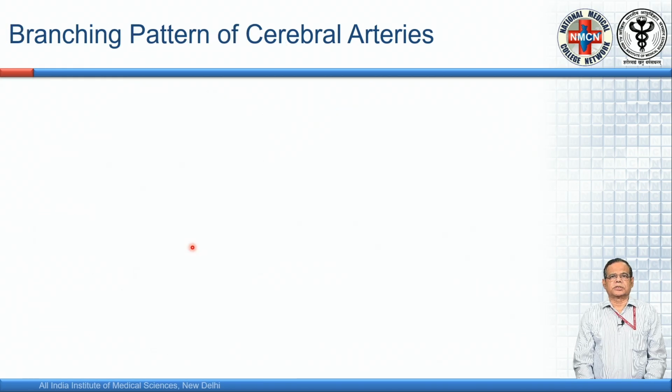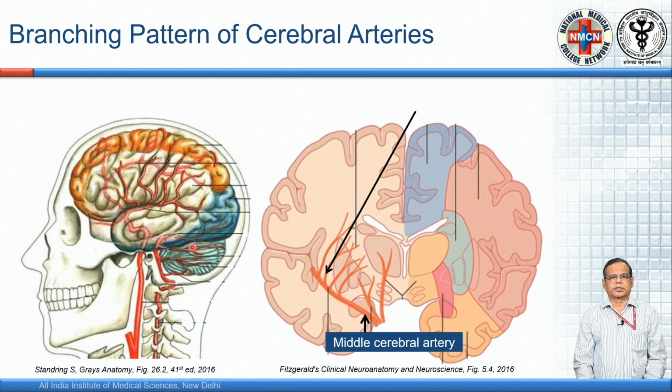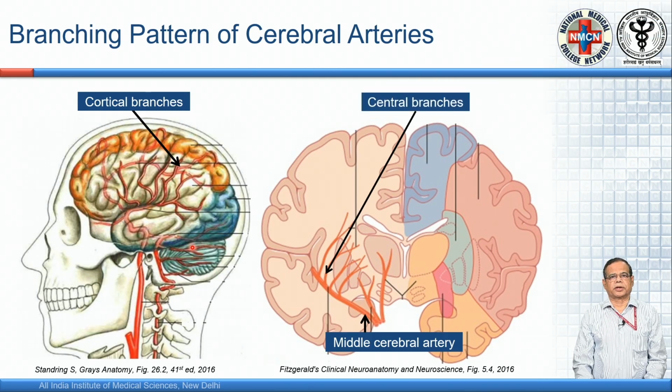Branching pattern of the cerebral arteries. The vertebral artery and the internal carotid artery, after entering the cranial cavity, ramify on the cortex of the brain. They give short branches which supply the different functional areas of the brain, and long branches which supply the nuclei and the fibers of the brain.